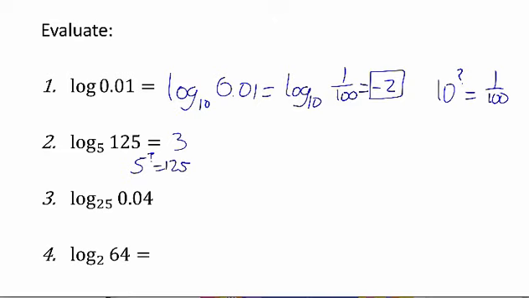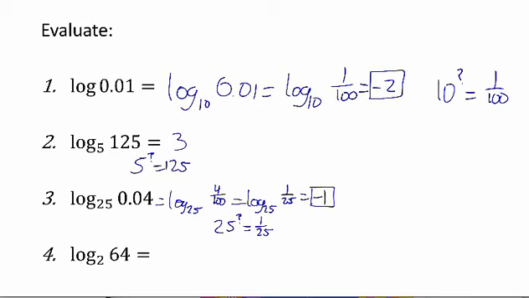Okay, back to it. I'm going to convert log base 25 of 0.04. That's 4 100ths, which you can convert to log base 25 of 1 over 25. So again, you're asking yourself, 25 to what power equals 1 over 25? And in that case, you just get negative 1. So again, with logarithms, we're just solving for that mystery exponent. So for this bottom one, you're saying 2 to what power equals 64? And that is 6. So we're again solving for these mystery exponents.